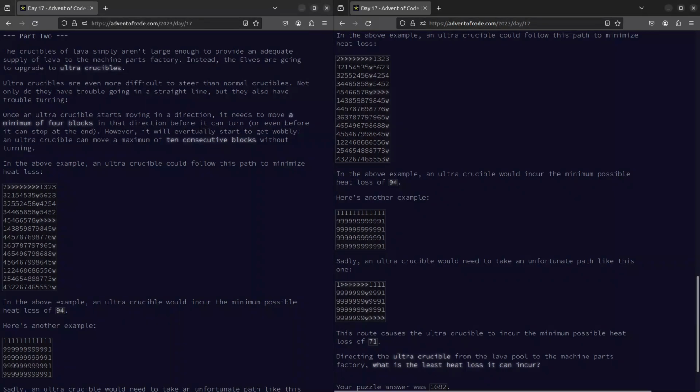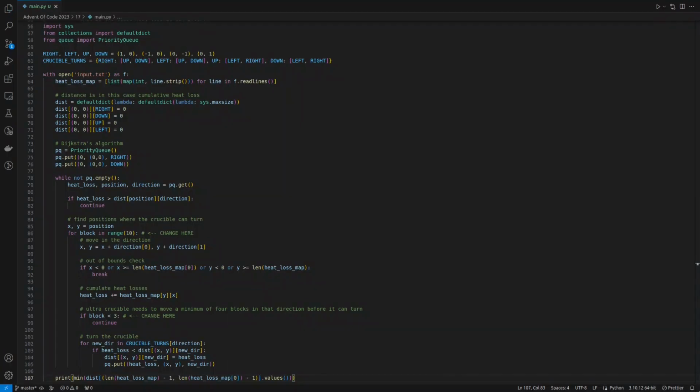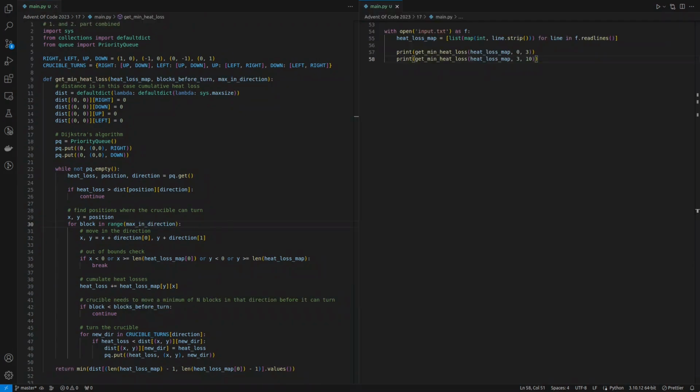However, it will eventually start to get wobbly. An Ultra Crucible can move a maximum of 10 consecutive blocks without turning. Modifying the code for the second part is trivial. I just adjusted how far the crucible can travel before turning and disallowed turning too soon. We can also refactor the code to solve both parts at once.